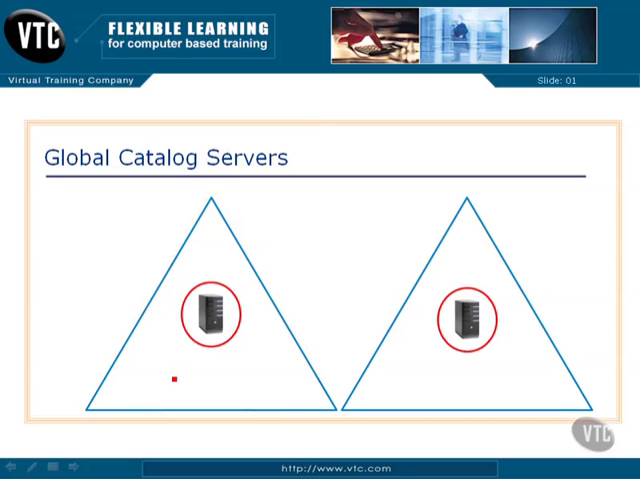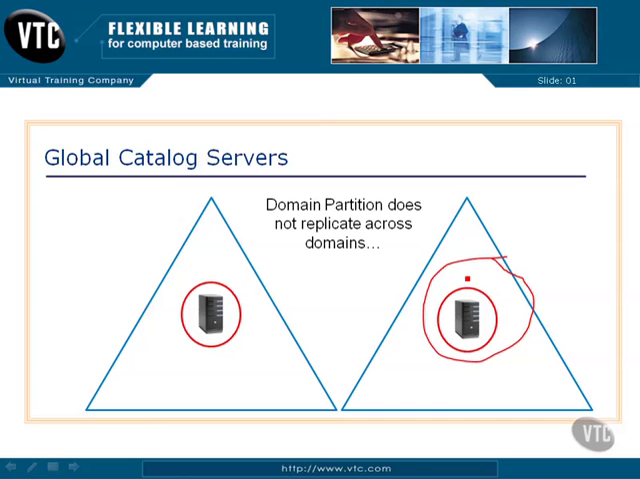But let's think about something. If you remember, only the configuration and schema actually replicated across the domains to other servers in other domains, right? So it was only the schema and configuration partitions that replicated across domains. Well, that creates a problem, because the domain partition does not replicate across domains, which means that this server over here has absolutely no idea about the users, groups, and so forth in this domain.